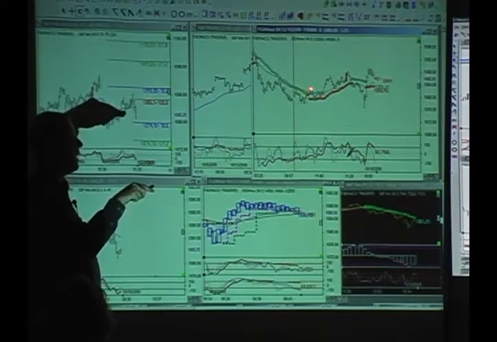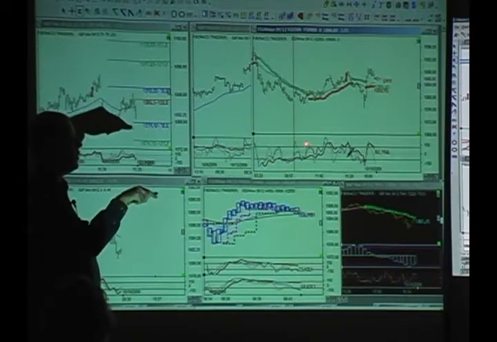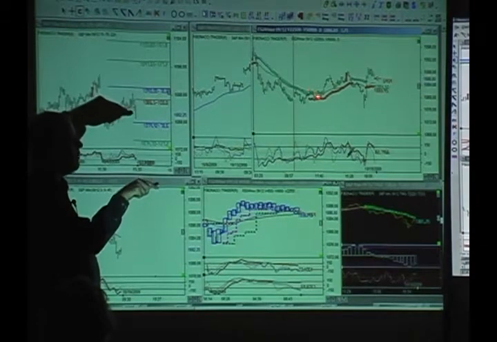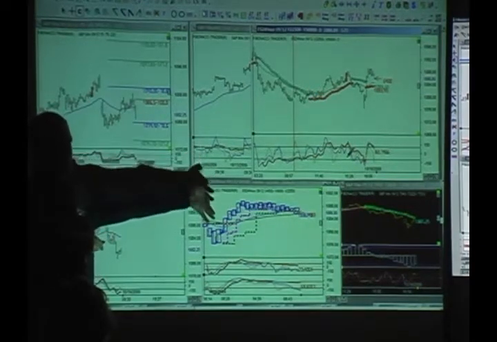Because what can happen is you get here, we got a short side trigger. See this? It's a 50-14 short. Down below the 34 EMA, smacked into the high-low, and the high-low served as support.